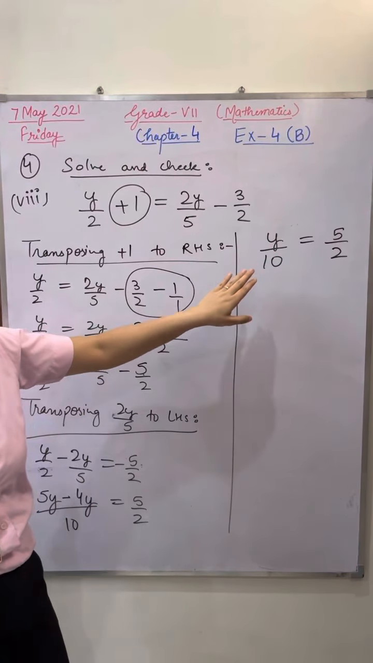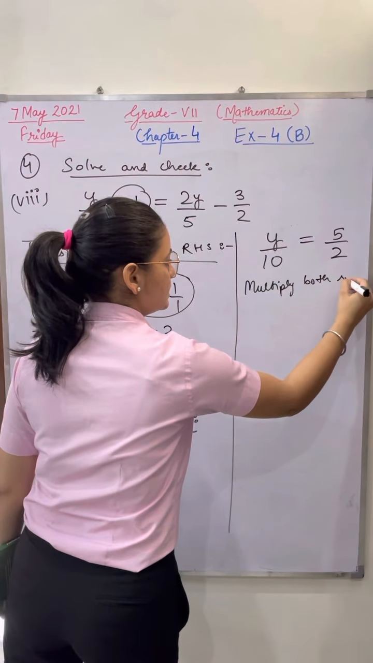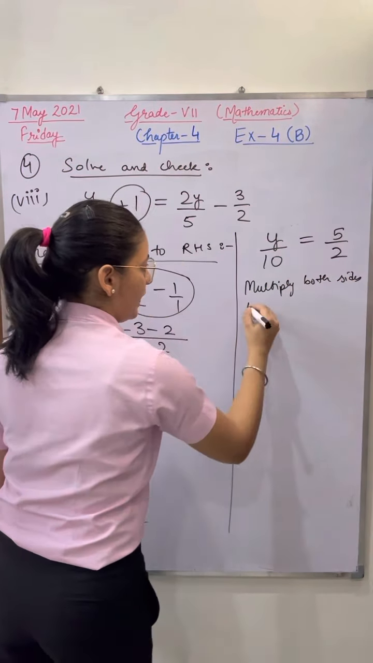Very good. You will go for the multiplication, because this is already in division. 10 is in division. If you multiply by 10, 10 and 10 will get cancelled. Okay? Now you have to multiply both sides by 10.